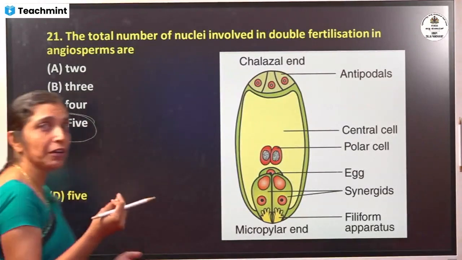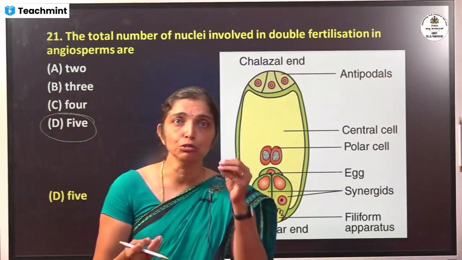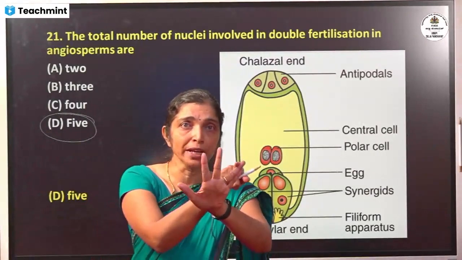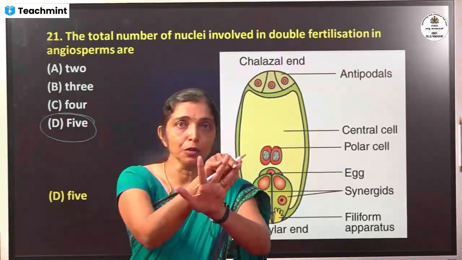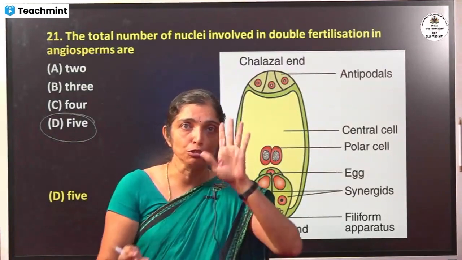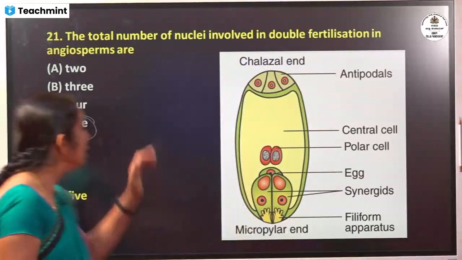How did we get 5 over here? It is not 2, 3, 4. It is 5 nuclei because we have 2 male nuclei. Then we have 1 egg cell and 2 polar nuclei. So a total of 5 nuclei are involved over here.